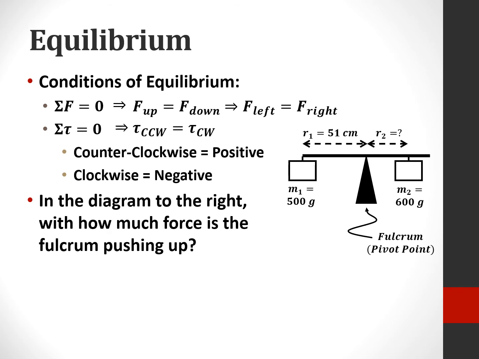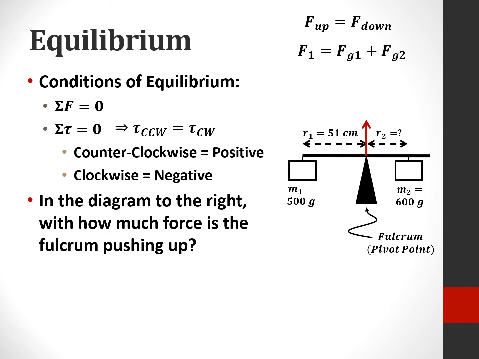So in the diagram to the right, how much force is the fulcrum pushing up with? Well, that's pretty easy. We take the force that the fulcrum is pushing up with, and we got the force of gravity from the two objects that are pulling down. That means the upward force and the downward force have to be balanced since it's in equilibrium. So the upward force is force 1. We call that the force of the fulcrum. Then we got force of gravity 1, which is the mass right here, and force of gravity 2 over here. So we go ahead and plug that in.